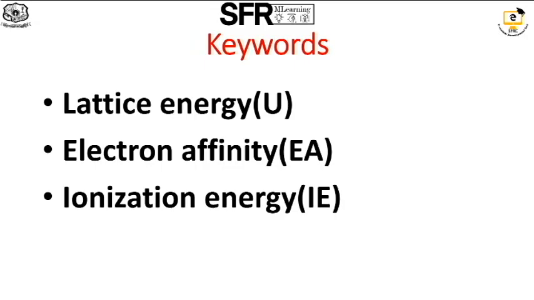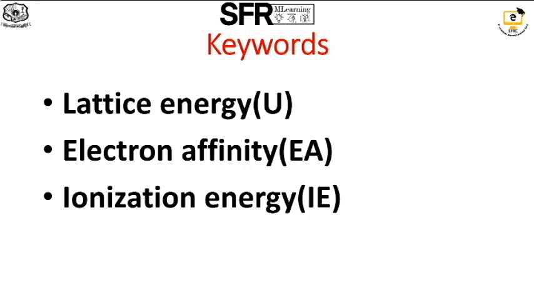Next one, electron affinity. The electron affinity is the amount of energy released when an electron is added to an isolated neutral gaseous atom in its lowest energy state to produce an anion. Next term is ionization energy.